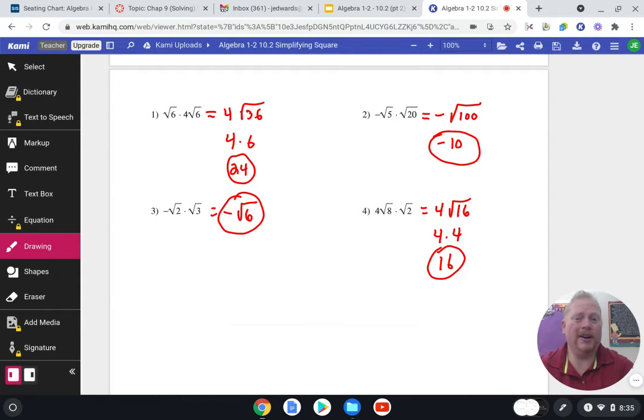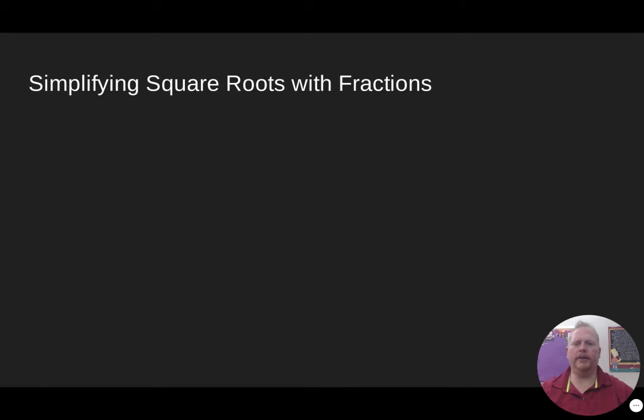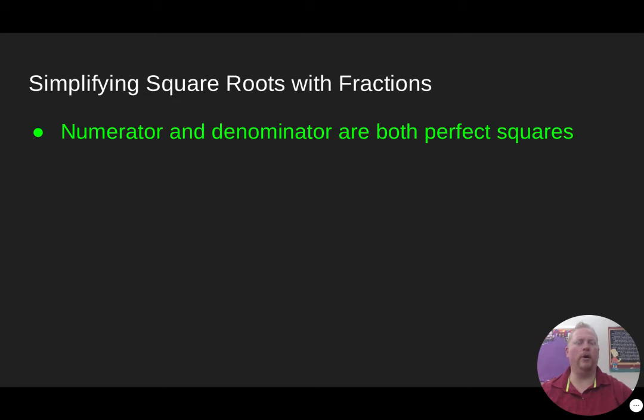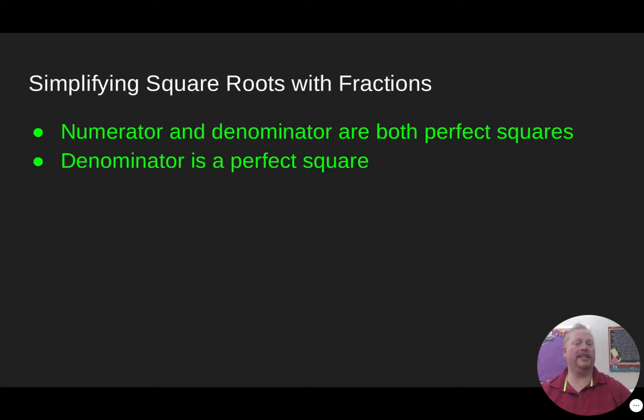So next, let's talk about how to deal with dividing or having fractions inside of a radical. All right, so let's say that we've got a radical with fractions inside of it. We're going to see 3 different scenarios here. One, what happens if both the numerator and denominator are perfect squares? What happens when just the denominator is a perfect square? And what happens when neither number is a perfect square? All right, let's go ahead and take a look at a few examples and see how that goes.